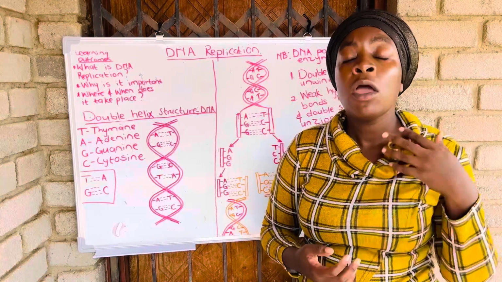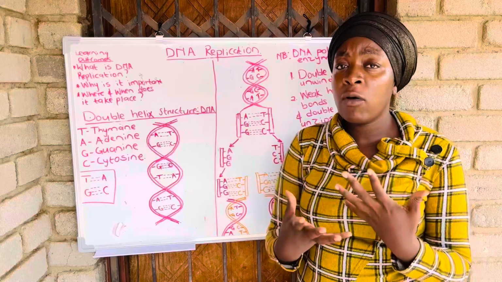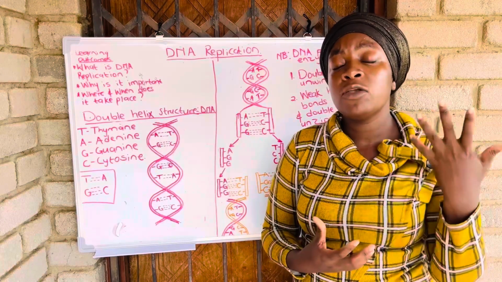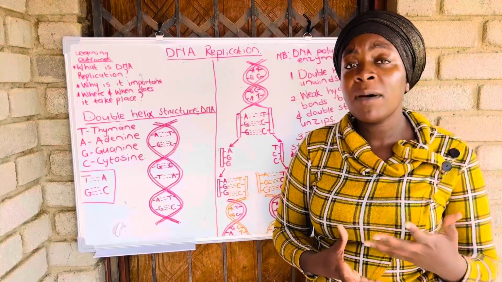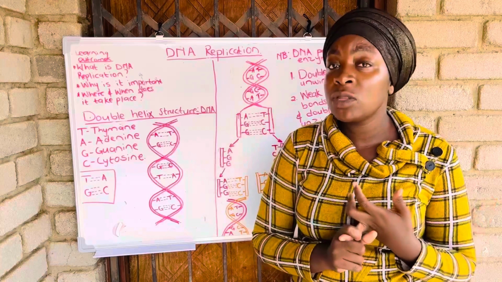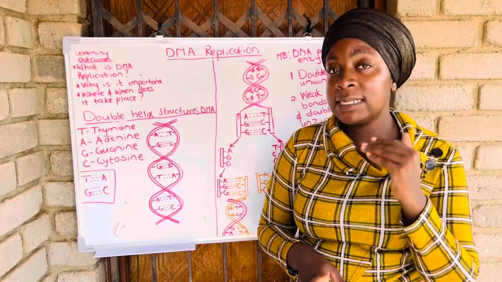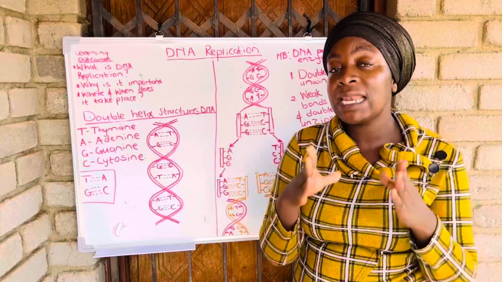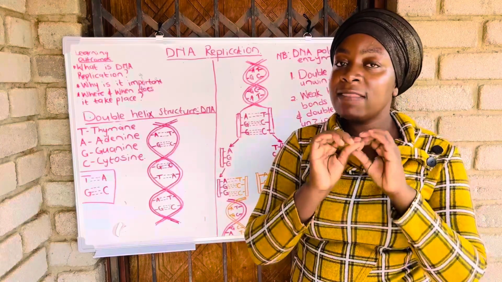Another question can be, where does DNA replication occur? Or they might ask you, where does this process occur? And you're going to say it occurs in the nucleus. Remember, we spoke about the location of DNA: we have nuclear DNA, mitochondrial DNA, chloroplastic DNA. However, now we're going to talk about the nucleus. So DNA replication takes place in the nucleus.